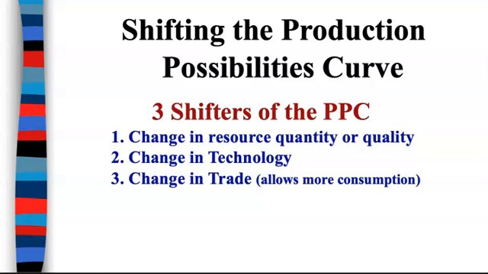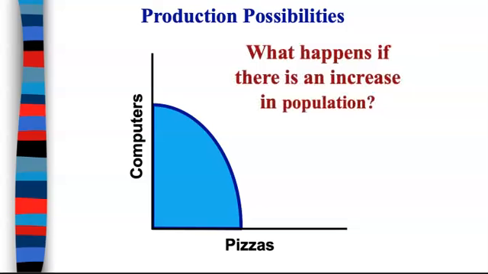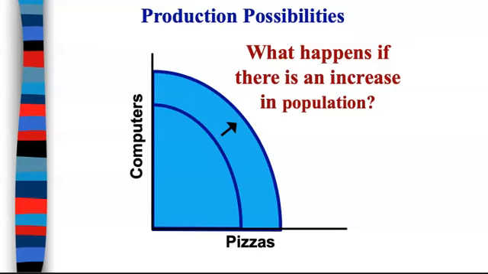our production possibilities curve. The first one that we're going to look at is, let's say we've got computers and pizza. Now, 2 different things we can make. Well, what happens if there's an increase in population? Well, this would be a change in the resource quantity. There's more people to make these things. If there's more people that can make computers and more people that can make pizzas, there's going to be an increase in the production possibilities curve for both computers and pizza. It will shift the entire curve outward. You can make more. More people would be able to make more.